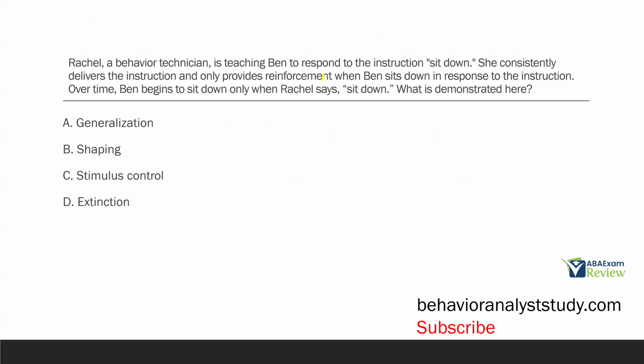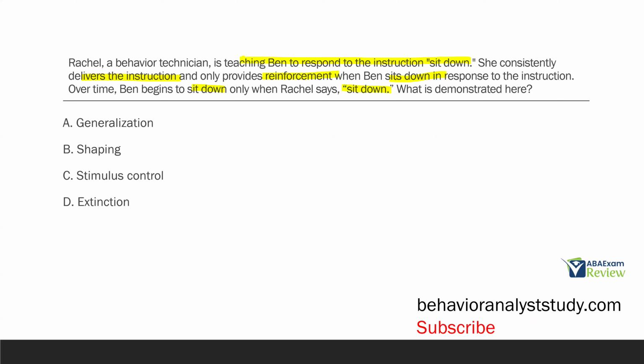Rachel, a behavior technician, is teaching Ben to respond to the instruction, sit down. She consistently delivers the instruction and only provides reinforcement when Ben sits down in response to the instruction. Over time, Ben begins to sit down only when Rachel says, sit down. What is demonstrated here? All right, pretty straightforward question. We've got a situation where Rachel teaches Ben to respond to sit down. She delivers the instruction, sit down, which is the SD, and provides reinforcement when Ben sits down in the presence of sit down. Eventually, Ben sits down when Rachel says, sit down.